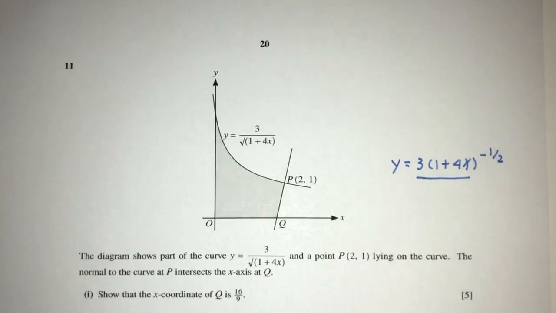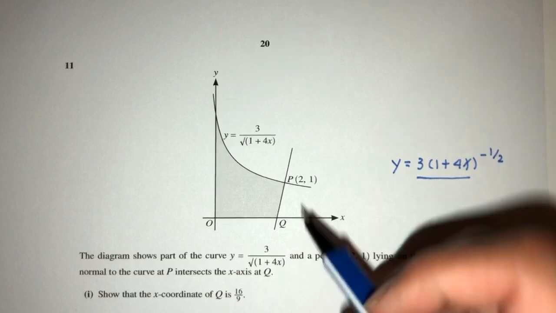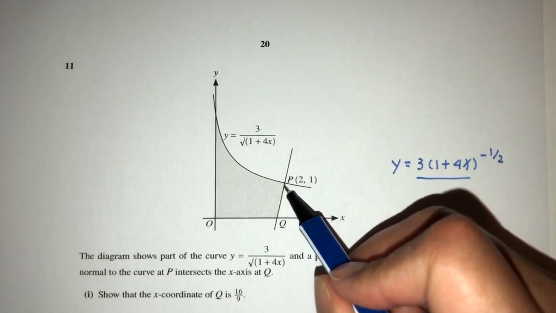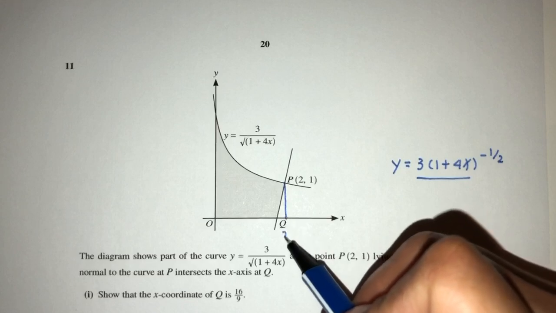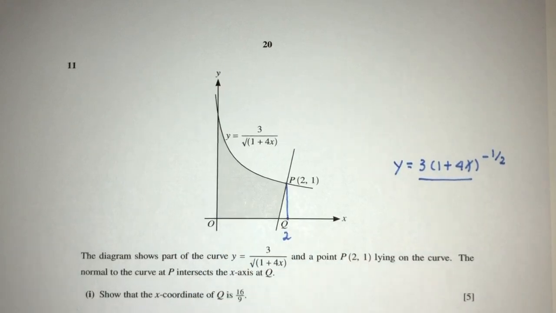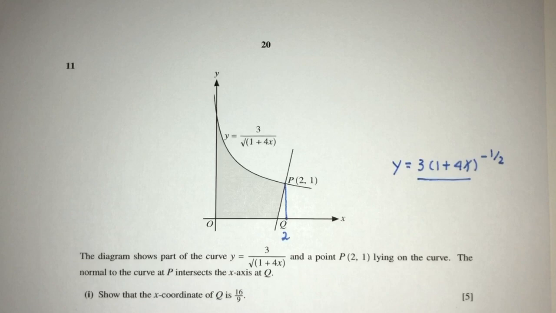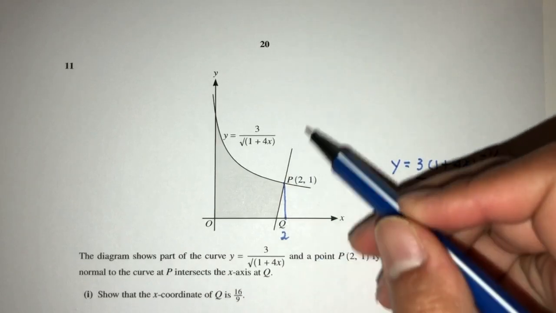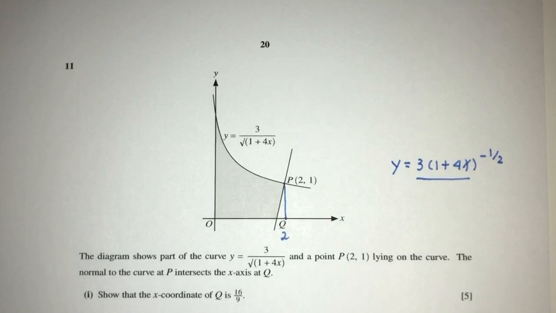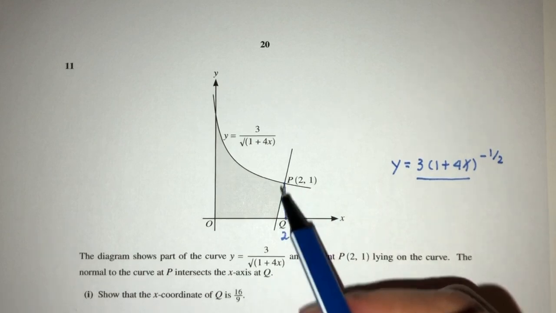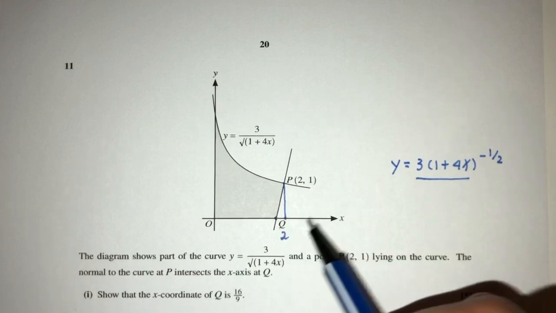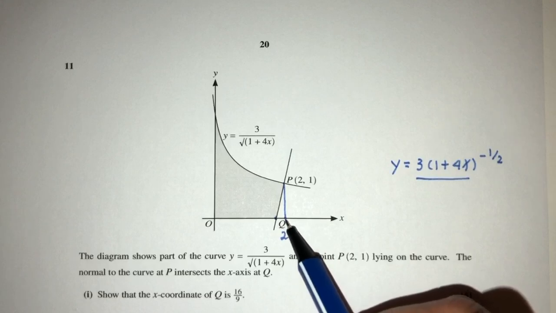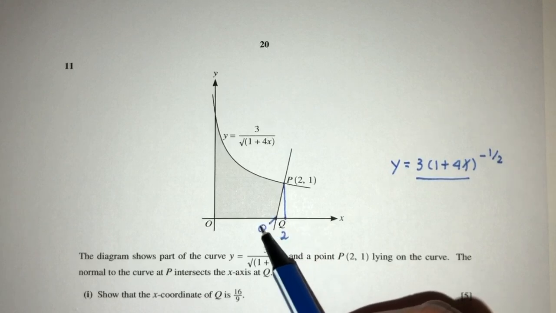Okay, now we have a point P, as you can see. The point P is (2, 1), which means this is 2 and this is 1, right? Now the normal to the curve at P, which is this one, intersects the x-axis at Q. So this is not Q, this is 2, but this is Q. We're trying to find Q here.